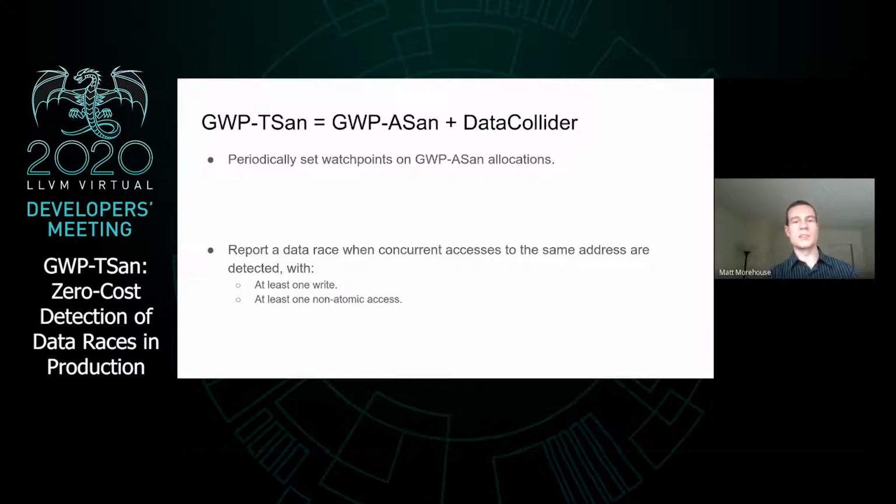So GWIP TSAN uses this idea from Data Collider to add data race detection to GWIP ASAN. It periodically sets watch points on GWIP ASAN allocations, and then when it detects that concurrent accesses to the same address have occurred, with at least one being a write and at least one being non-atomic, it reports a data race.